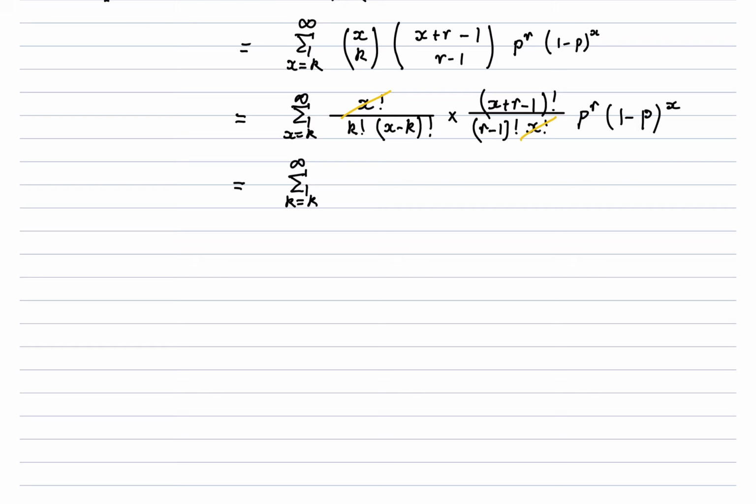So we've got the sum from x equals k to infinity, and we rewrite this as x plus r minus 1 all factorial over k factorial times x minus k factorial, and then r minus 1 factorial, p to the r, 1 minus p to the x.